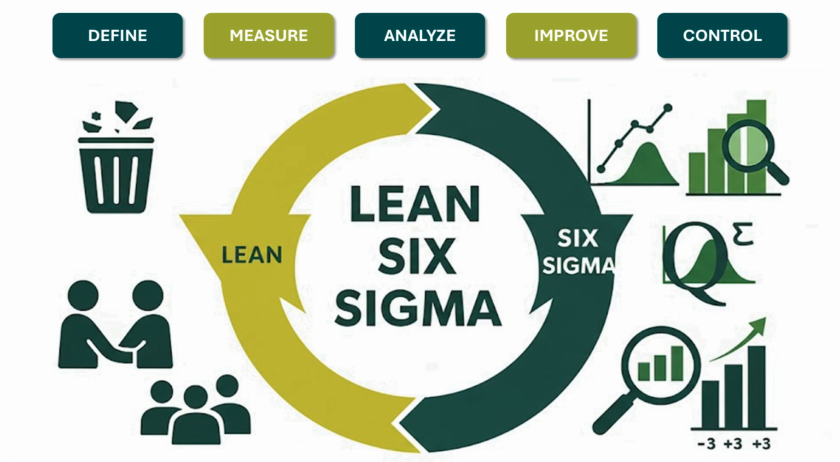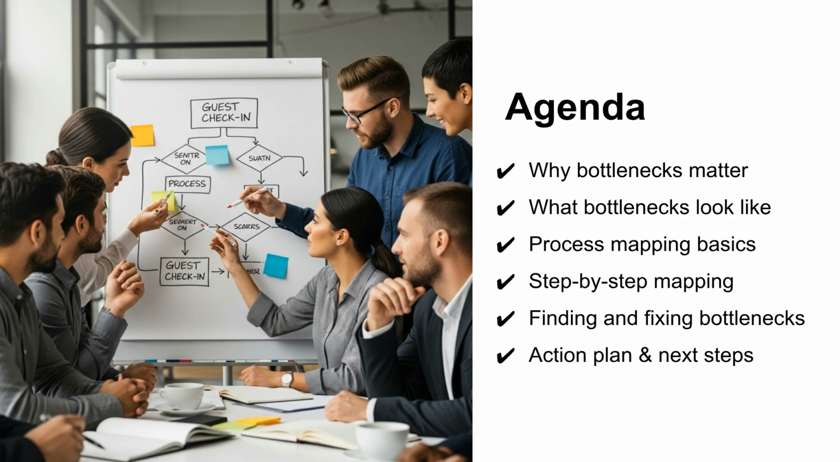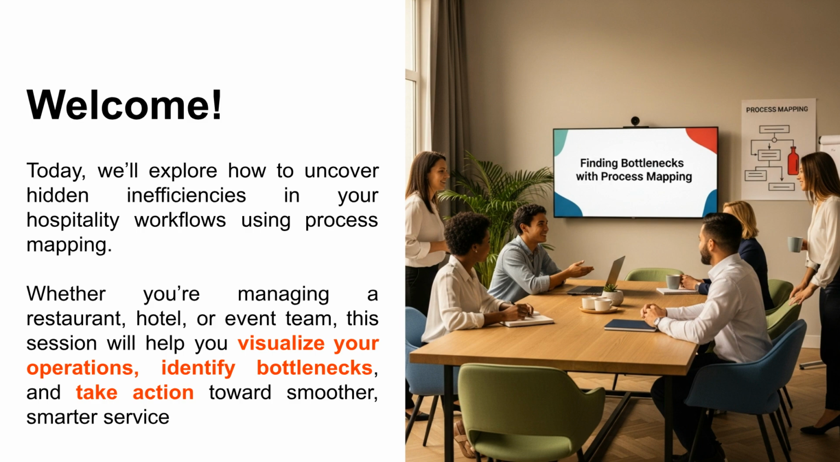This video will focus on process mapping, a key tool within Lean Six Sigma to help us identify and address bottlenecks in our operations. Process mapping is part of the define, measure, analyze, improve, and control cycle. We will explore how process mapping, specifically flowcharts, can visually reveal where work slows down and where bottlenecks occur in your current process. Our agenda covers why bottlenecks matter, what they look like, process mapping basics, step-by-step mapping, finding and fixing bottlenecks, and creating an action plan.